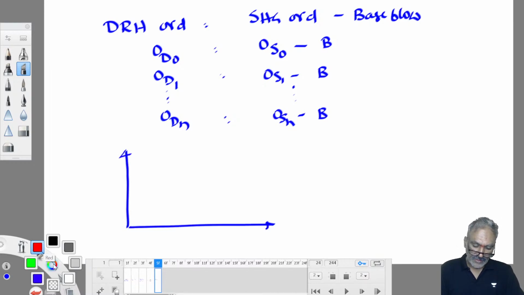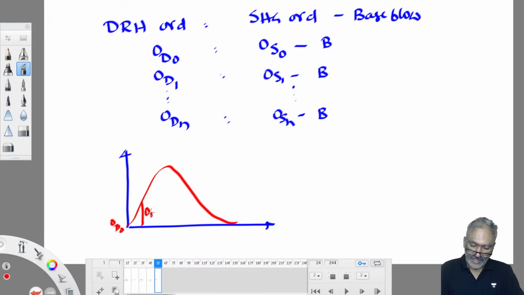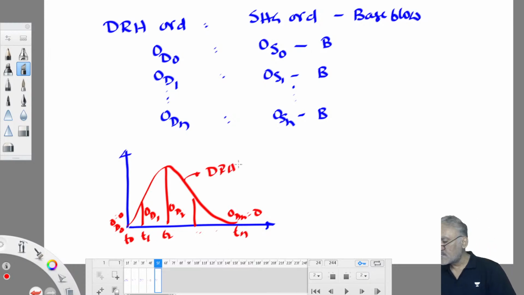The direct runoff hydrograph is the one which starts with 0 and ends with 0. These are OD0, OD1, OD2, OD3, up to ODN, so ODN and OD0 happen to be zeros only, at times T0, T1, T2 up to Tn. This is called the direct runoff hydrograph. We obtain one direct runoff hydrograph. But what is our idea? We have to derive one unit hydrograph.